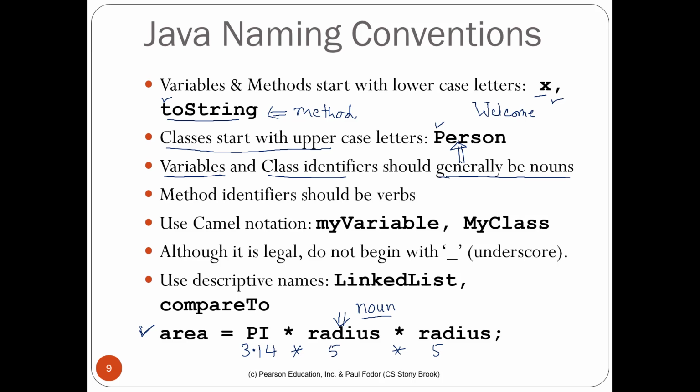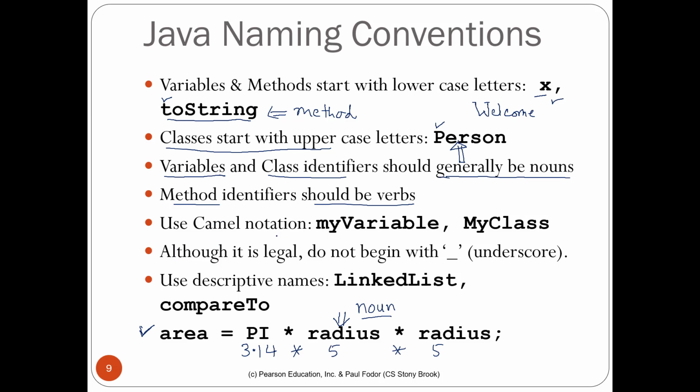Student is a noun, so we can write these classes. In general, these classes and variable names would be nouns, and method identifiers should be verbs, right? We'll look into that when we are writing methods. Just have some idea about it. It's not a very hard and fast rule, but some general guidelines, like usually this is the case. So method identifiers should usually be verbs. We use camel notation, right?